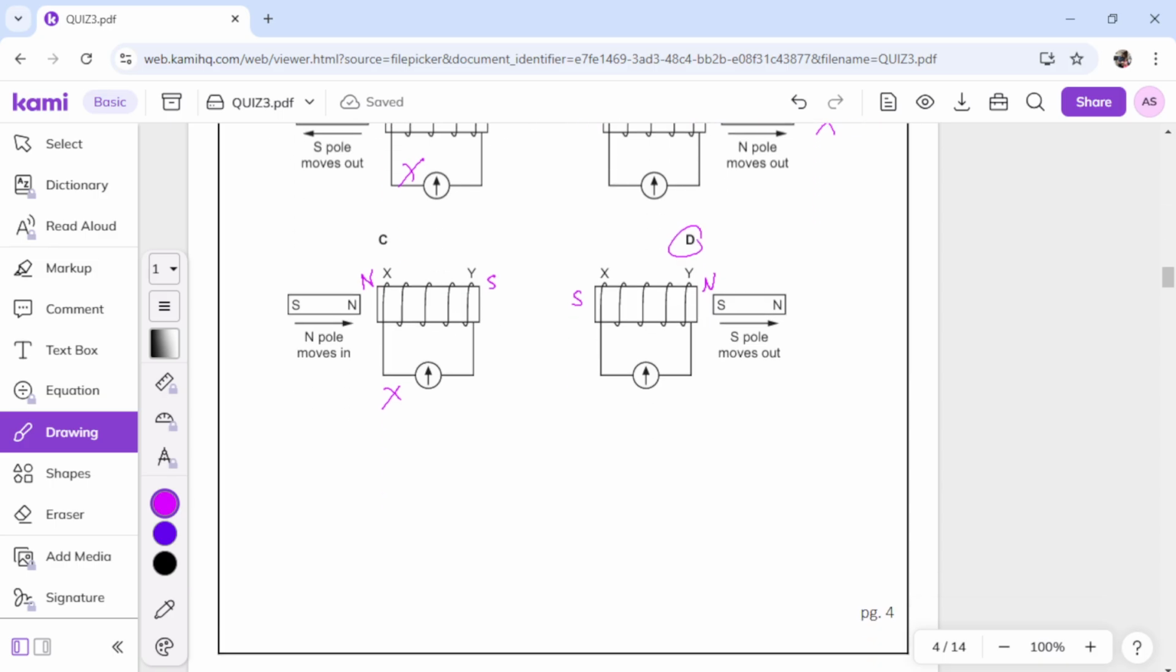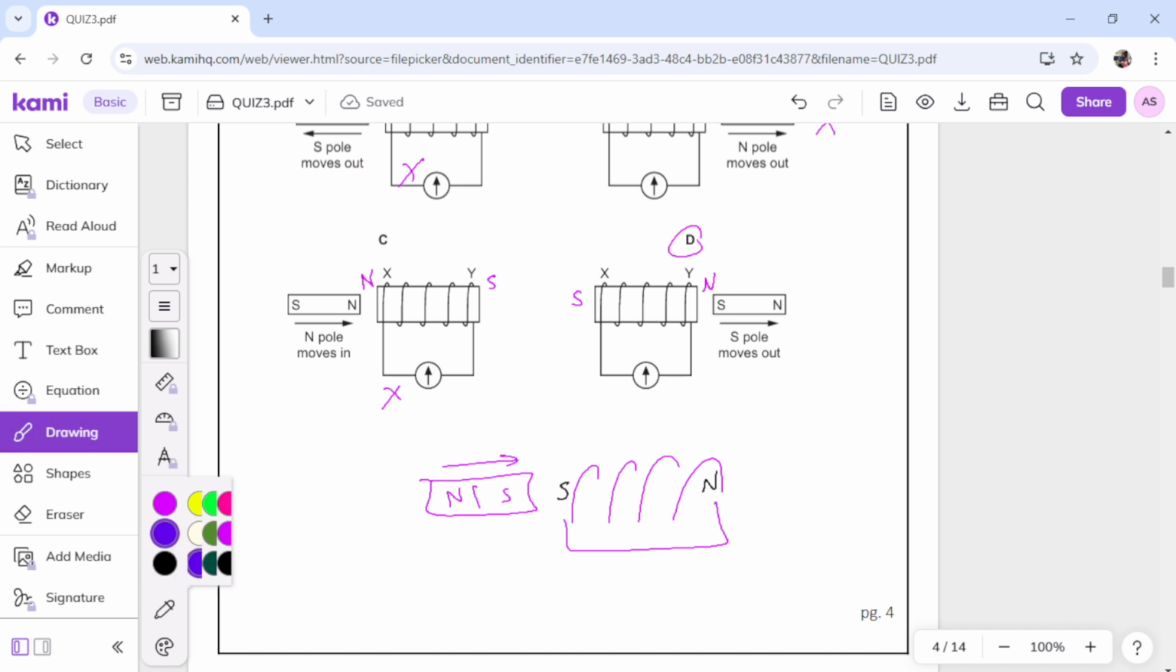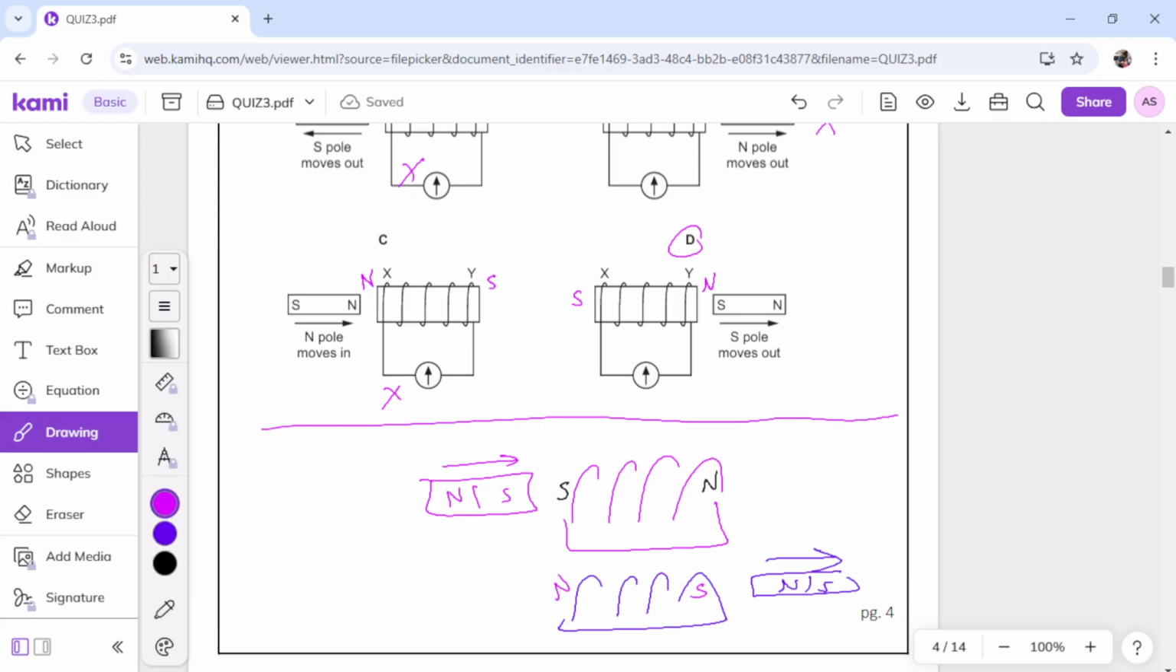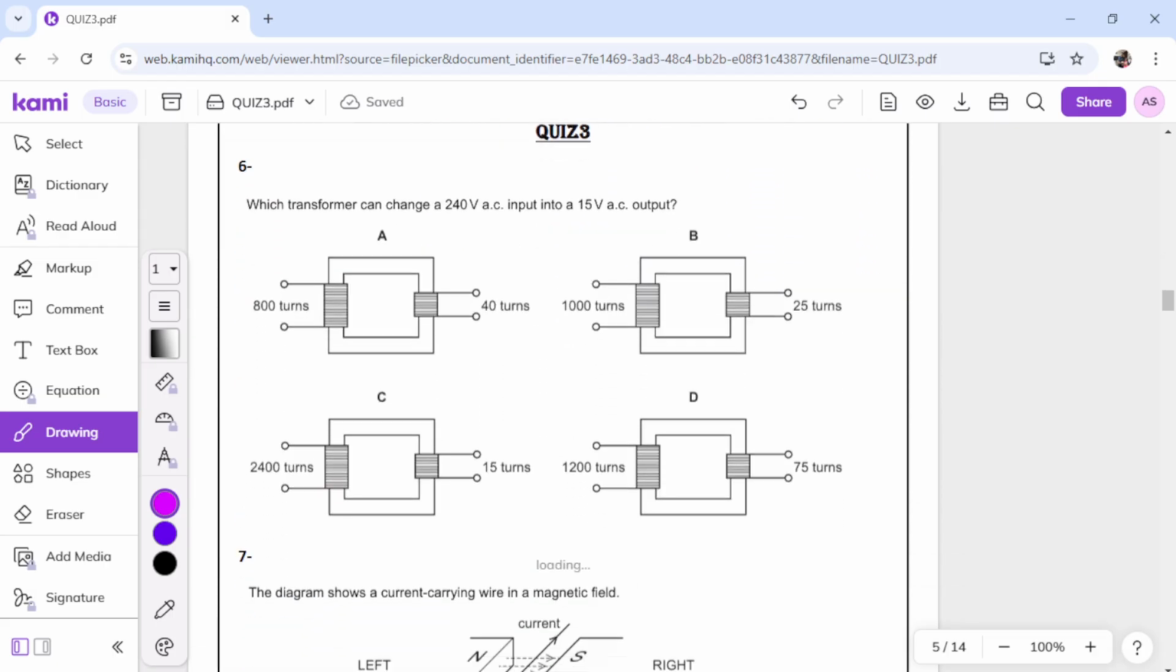So again, as I said before, if the magnet is moving toward the coil, a like pole is formed in the coil. If the magnet is moving away, unlike poles are produced. What do we call this? Lenz's law. Okay, so this is why I choose D.